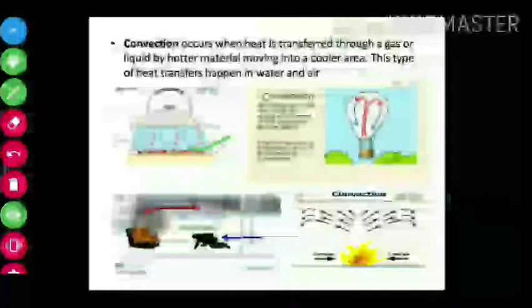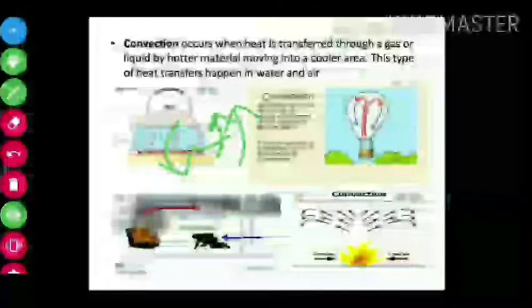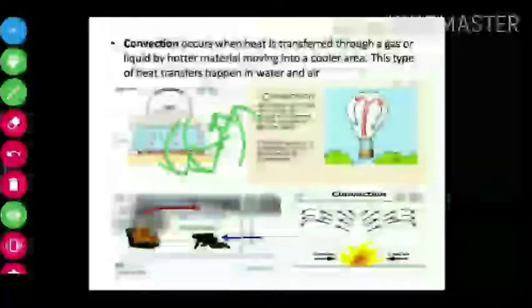Then after becoming hot, it will move up, and the upside cooler water will go down. This cooler water again becomes hot. After becoming hot, again it will go up, and the cooler water will come down. Like this, the whole water will become hot.